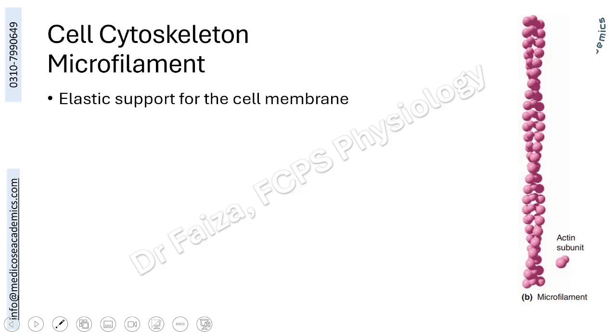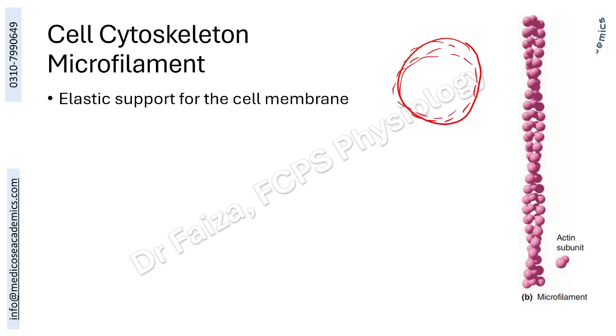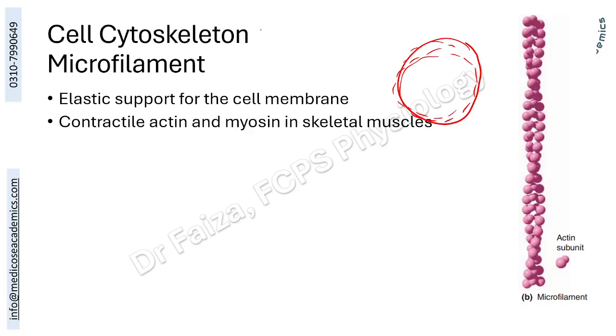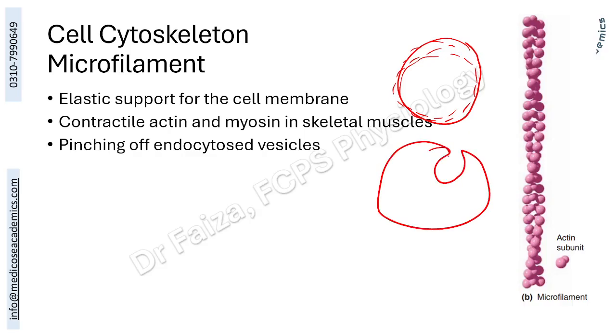The role of microfilament is to provide elastic support to the cell membrane, as it is present in the ectoplasm just beneath the cell membrane. So the purpose of this is to provide support to the cell membrane. It also has a role to play in skeletal muscle contraction, as this forms the thin filaments there. This is involved in pinching of the endocytosed vesicle. Like here endocytosis is happening, and this needs to be pinched off for the vesicle to get into the cytoplasm. Actin plays its contractile role over here.